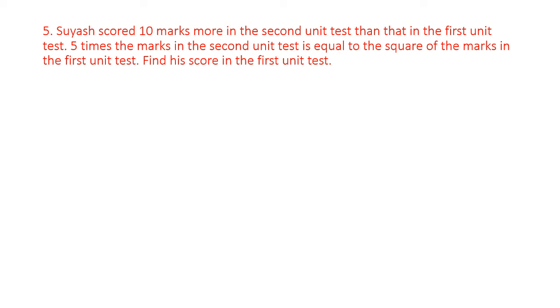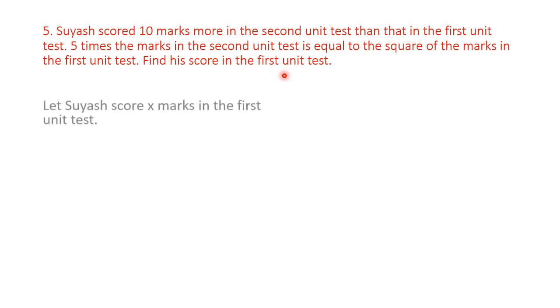Suyash scored 10 marks more in second unit test than that in the first unit test. 5 times the marks in the second unit test is equal to the square of the marks in the first unit test. Find his score in the first unit test. So we have been given lots of information here. Here we are talking about the marks which Suyash has obtained in first unit test and second unit test. So as I told you, always look for the question and see what they are asking you. So here they are asking us what is the score in first unit test, right?